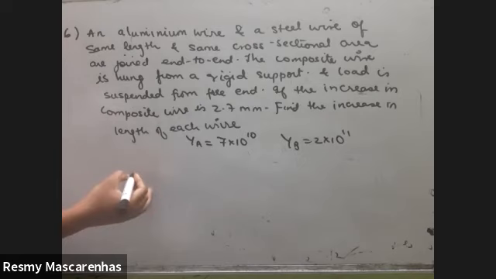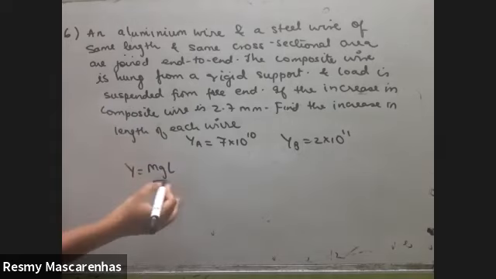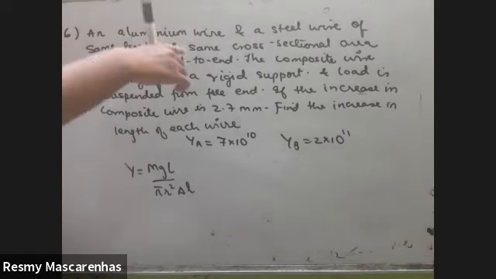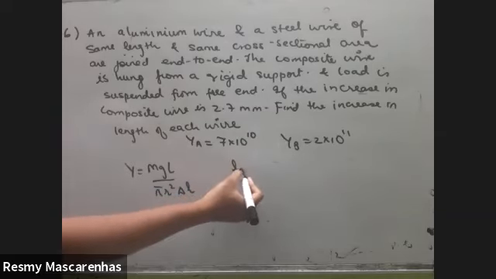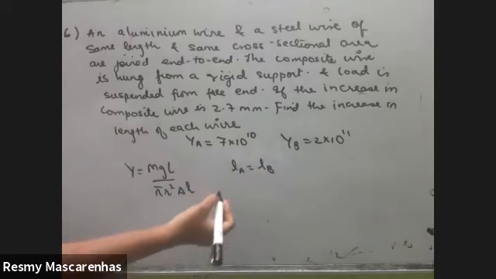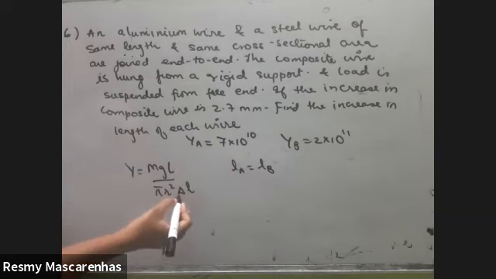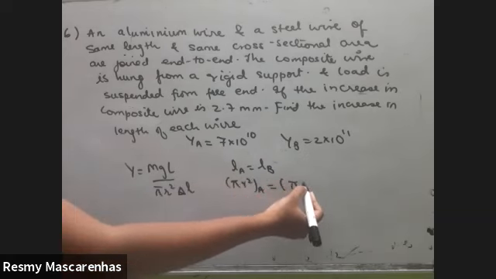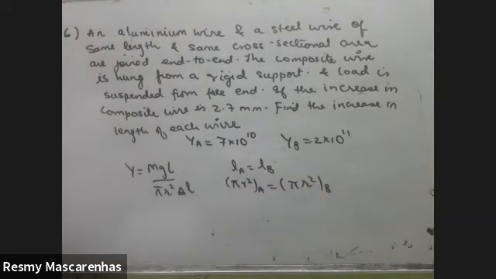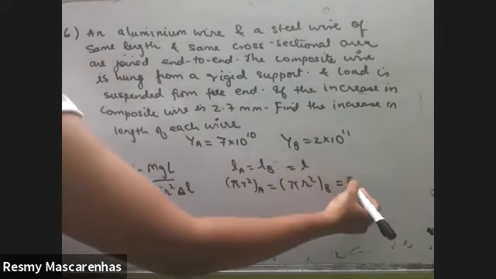Okay, now we know this is the formula: Y = mgL upon pi r square delta L. Now we'll see Y_A and Y_B, for aluminum it is A and this is for B. The same length means L_A will be equal to L_B. Same cross-sectional area means pi r square of A will be equal to pi r square of B, which you can assume to be L and pi r square.